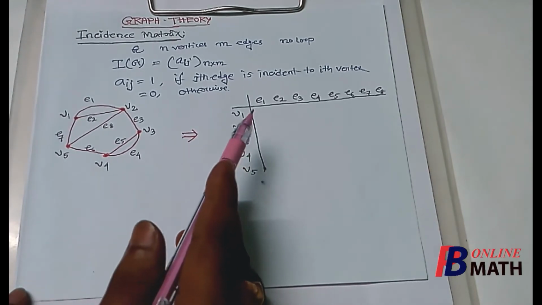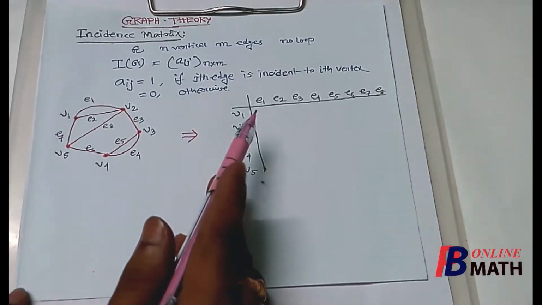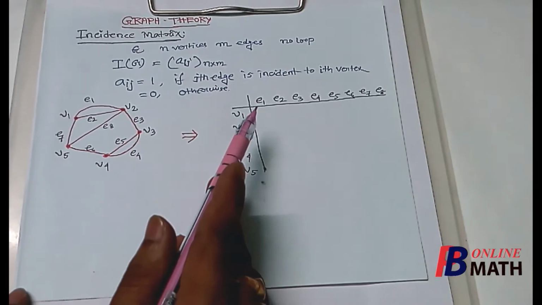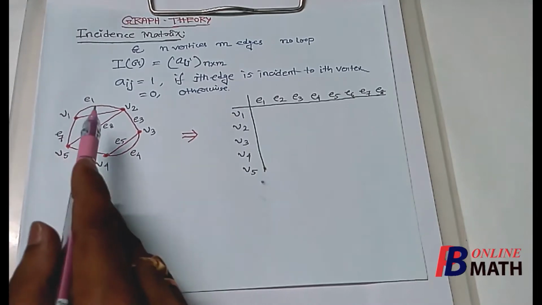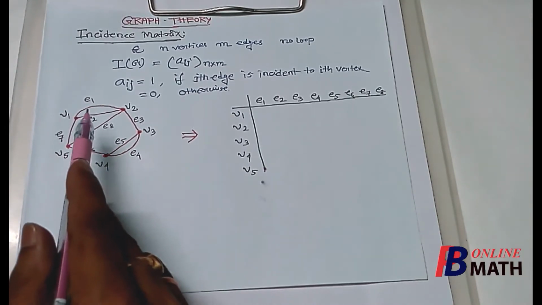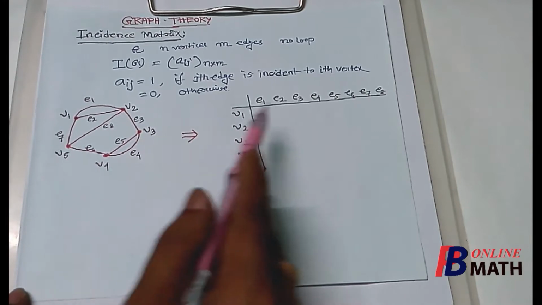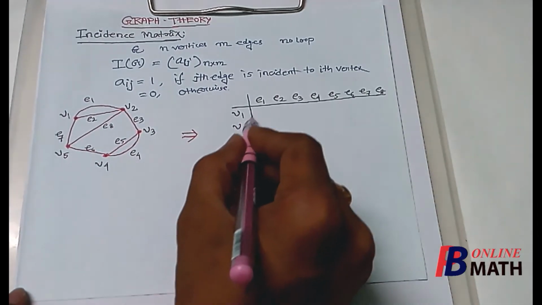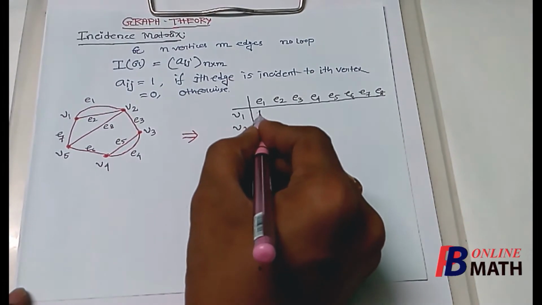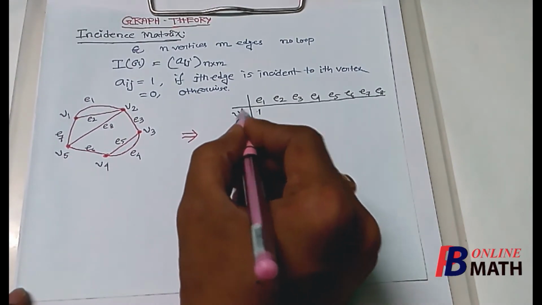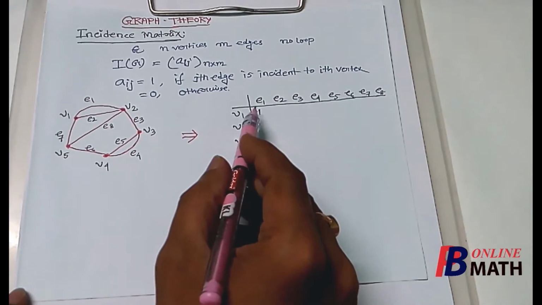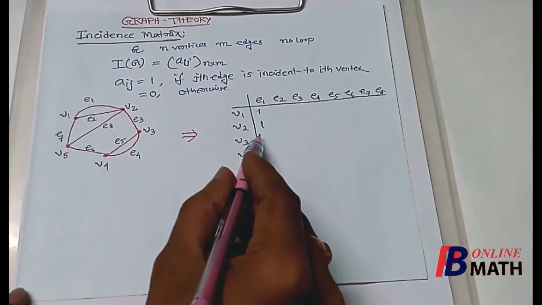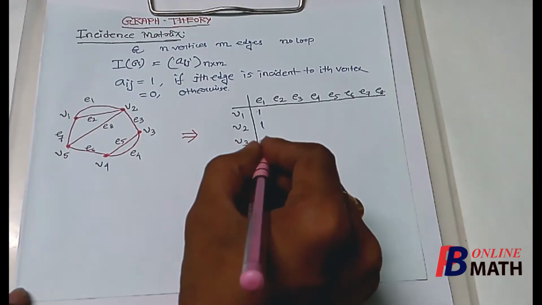First we consider the first edge E1. Now let us find the end vertices of this edge E1. Here we find that E1 is incident to both V1 and V2. So in the column of E1 we shall put 1 in the row of V1 because E1 is incident to V1. Again E1 is incident to V2. So we shall put 1 here. And we shall put all the remaining elements as 0.